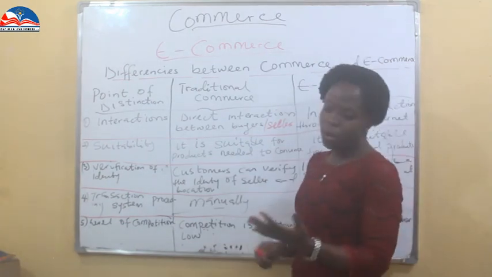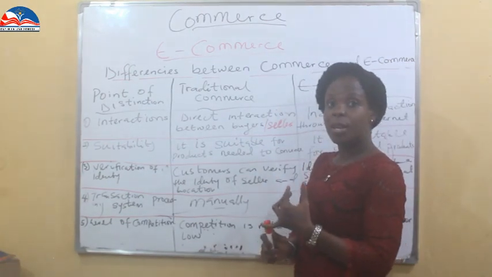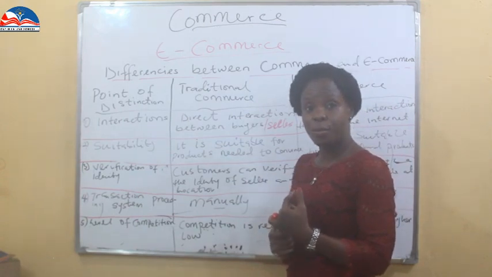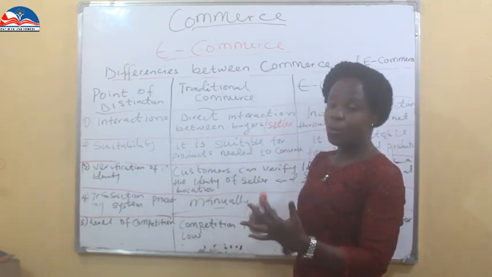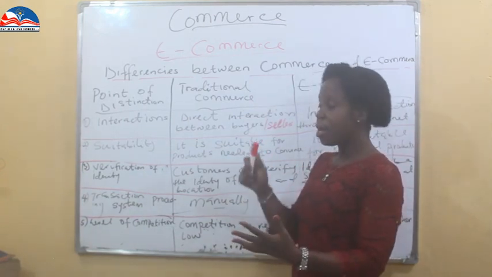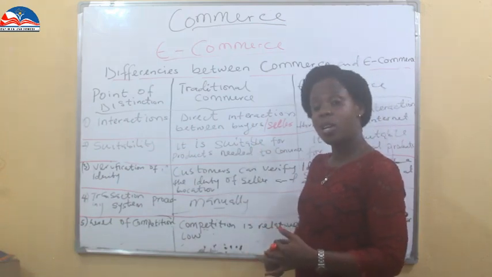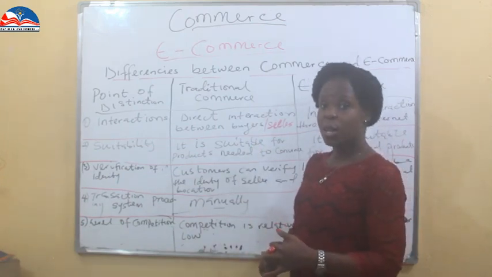In our class for today, we have seen what is e-commerce. We told you it is an electronic kind of business transacted on the internet. We've seen the characteristics of e-commerce, and now we have seen the differences between e-commerce and traditional commerce.